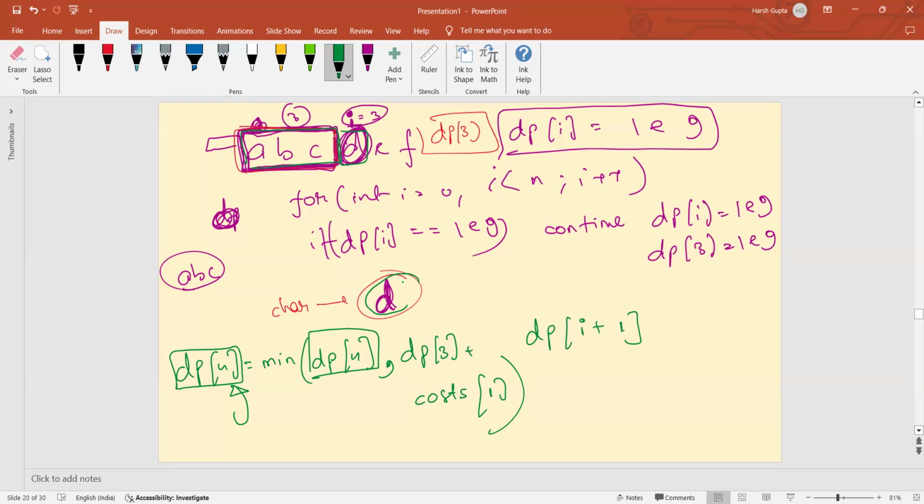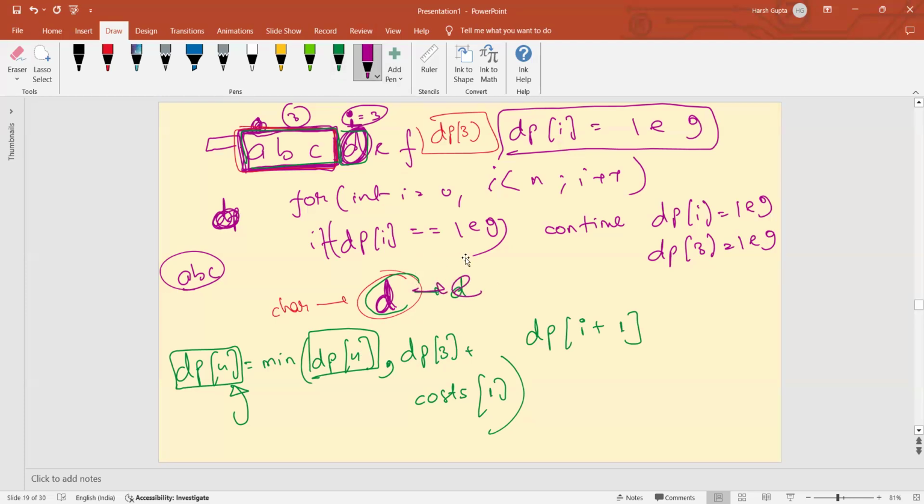Now I shouldn't stop here. I should not stop at D. Why? Because there can be more possible options as well. It may be that I am getting DE as well. I am getting DEF as well. So I should not stop at D. I should simply shift to character E.